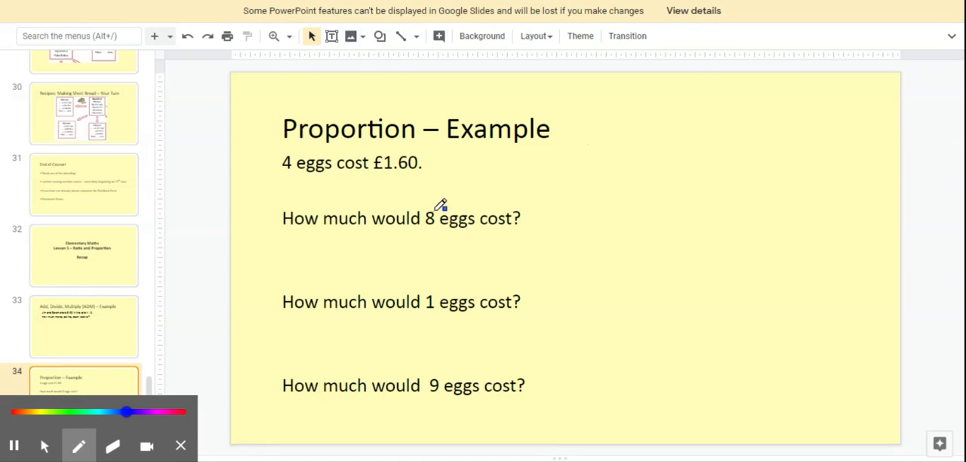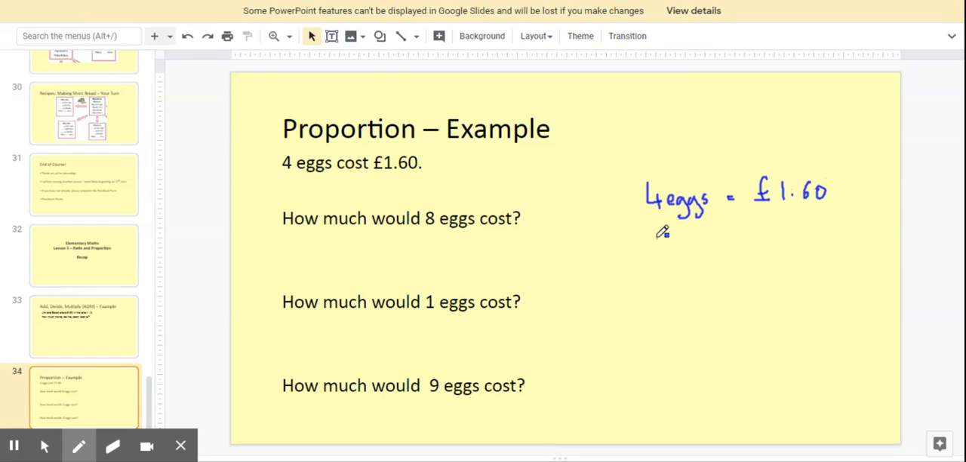The second thing we talked about was proportion. Proportion and ratio are very much linked. So as an example of this, if I was told that 4 eggs cost £1.60, I could be asked how much 8 eggs would cost. So I know that 4 eggs is equal to £1.60.